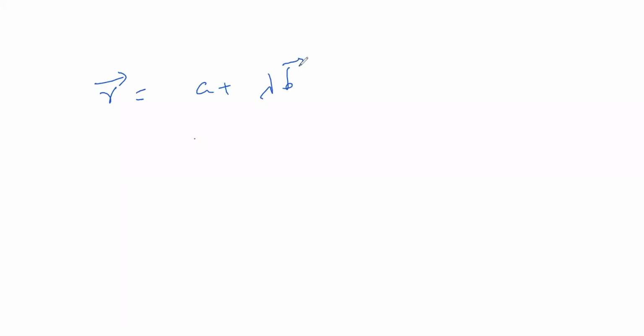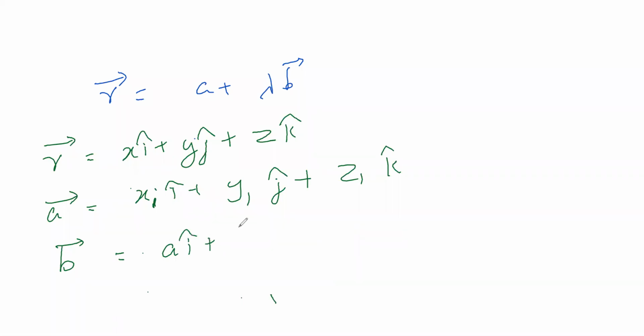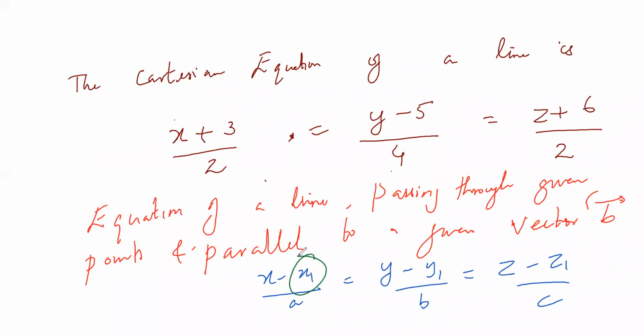And one more important thing for us, as I always told you, learn this by heart. r vector is xi + yj + zk. a vector is x1i + y1j + z1k. Correct? And b vector is what? ai + bj + ck. Remember this for all the problems. This will be the same. So on comparing with the equation here, (x − x1)/a.